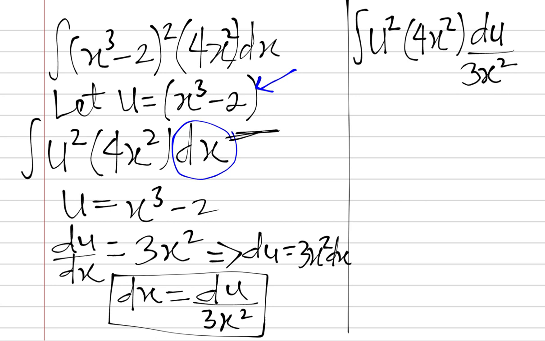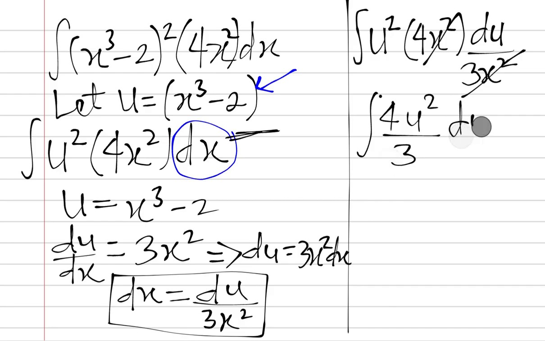Now you notice that something can cancel out. x squared will cancel x squared. That means our integral is now remaining the integral of 4 times u squared over 3 du. And I can bring this constant outside. That will be 4 over 3 times the integral of u squared du. Now integrate u squared. That will give us 4 over 3.